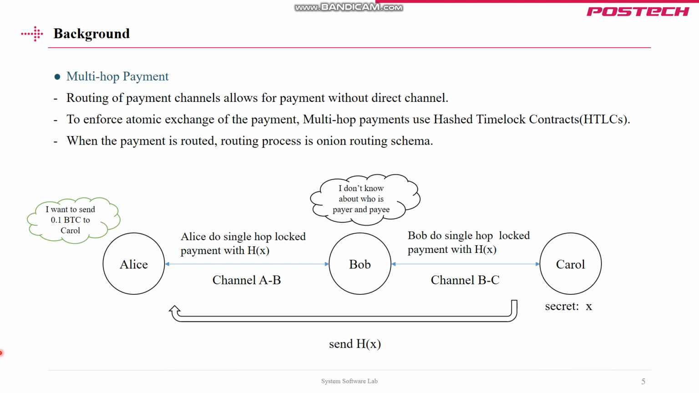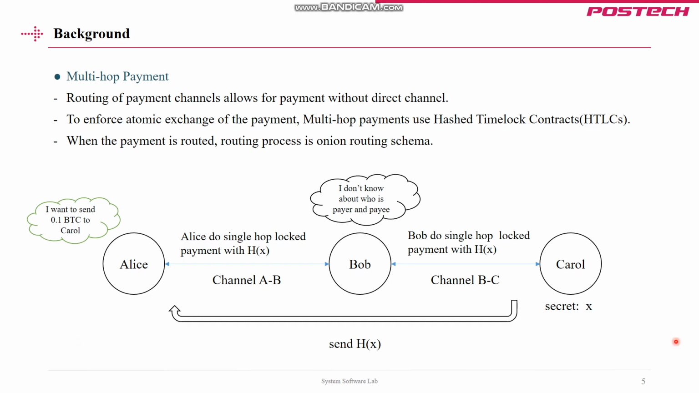And this is multi-hop payment. Routing of payment channels allows for payment without a direct channel. And to enforce atomic exchange of the payment, multi-hop payment uses the hash time lock contract concept. When the payment is routed, the routing process is an onion routing scheme. This concept I will explain later.